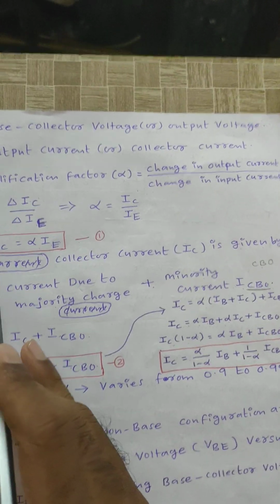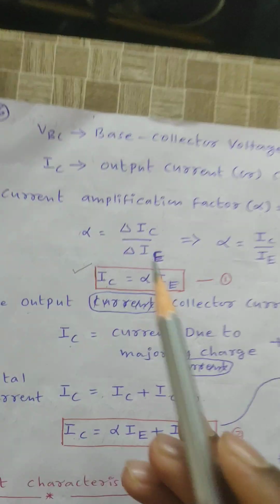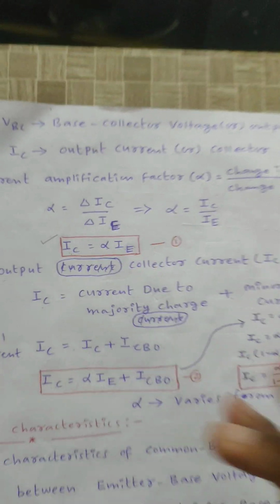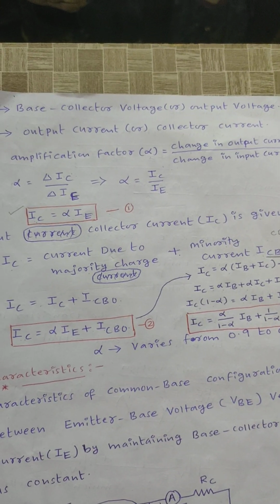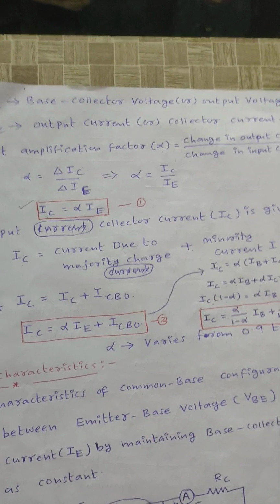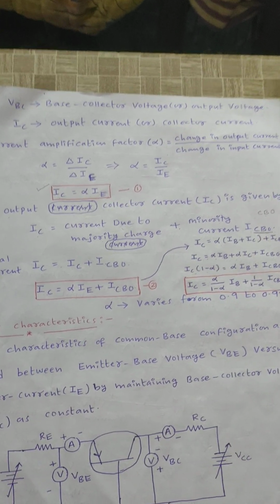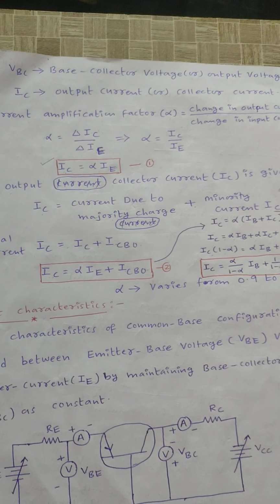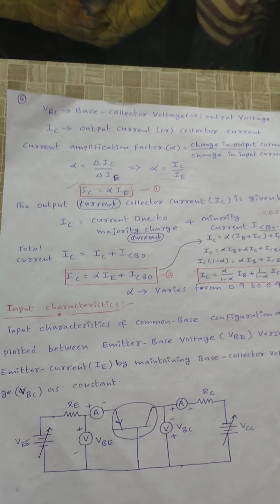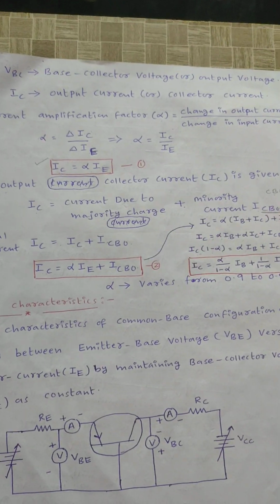If the output current is only for majority charge carriers, output current IC equals alpha into IE. That is about common base configuration. Next class we will discuss the input and output characteristics of common base configuration. Okay, thank you.